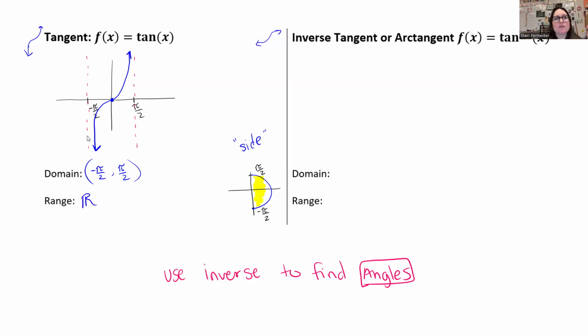So when I come over here and I graph my inverse, these just switch places. So my domain will be all real numbers and my range will be from negative pi over 2 to pi over 2. And I'm going to start getting the sketch of my inverse. I'm still going to have an x and a y. And now the only thing that I'm going to label is negative pi over 2 to pi over 2, but it has to be along the y-axis. So that's where my asymptotes will go.